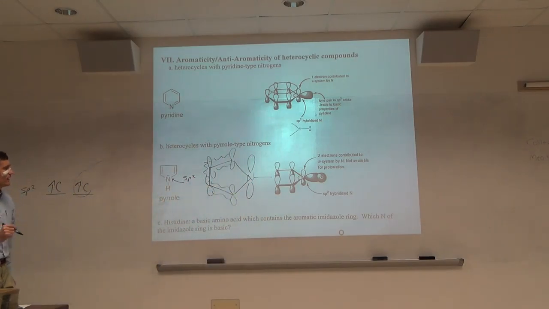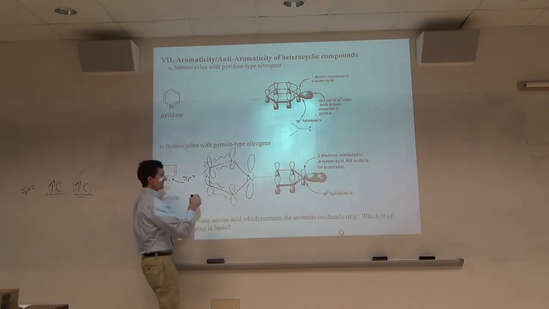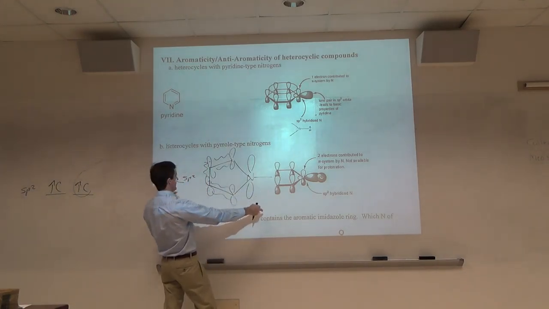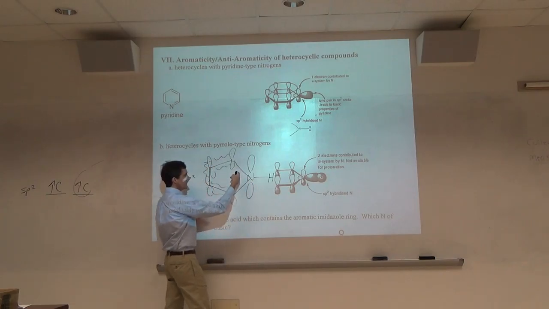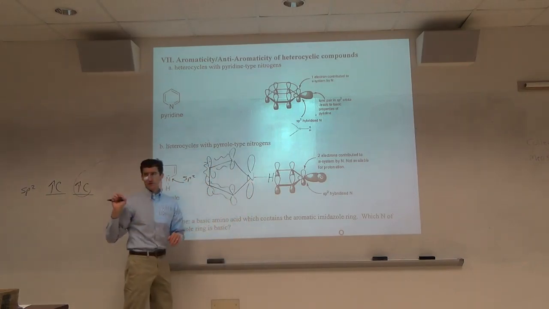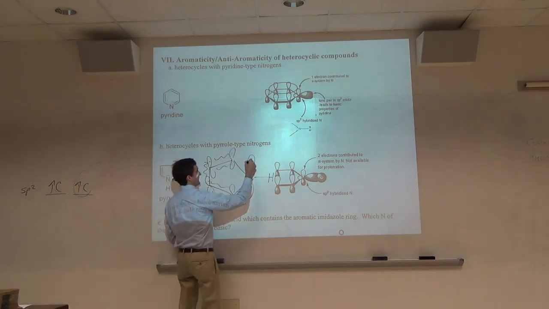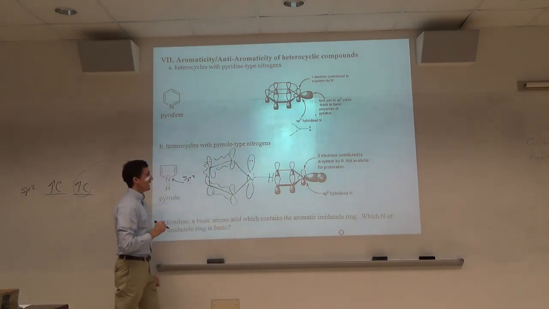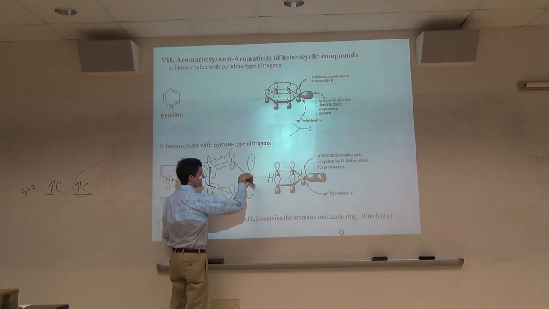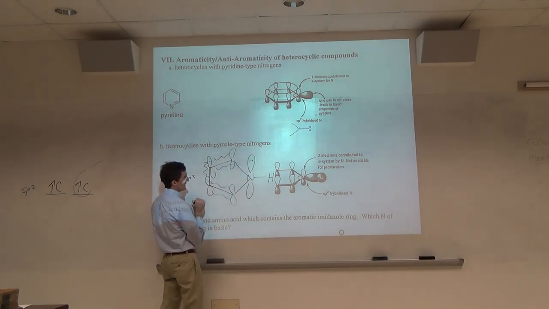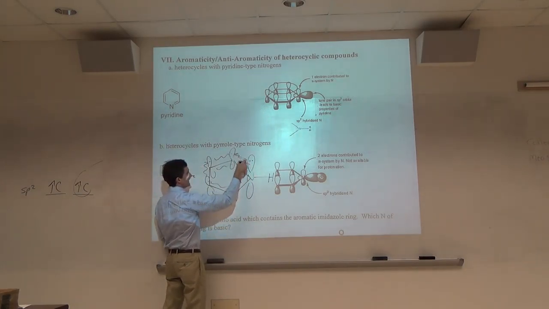And nitrogen, what's this nitrogen bonded to? H. Now, because you have three bonds and there's nowhere else to put the lone pair, I'm going to put the lone pair in your p orbital. Will you go with me here, nitrogen? Okay. Now what do I have? I now have overlap all the way around.